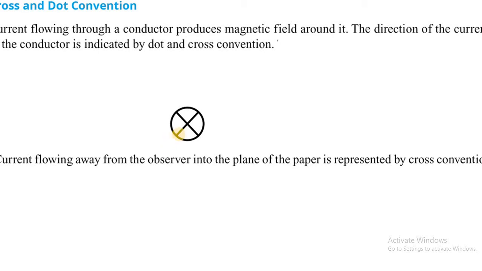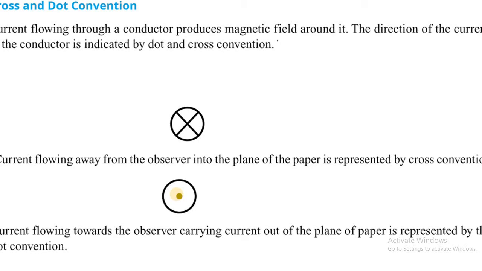If I am the observer and I am observing outgoing current, going away from my side, then that current I will represent in the form of a cross. Okay, and what does the dot convention mean? It's like a tip, it's like a point.